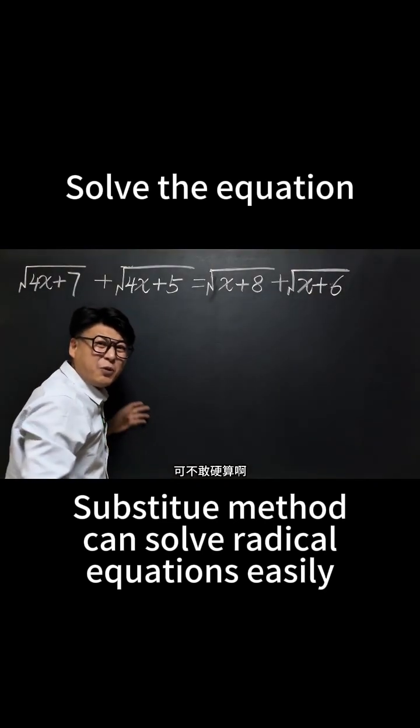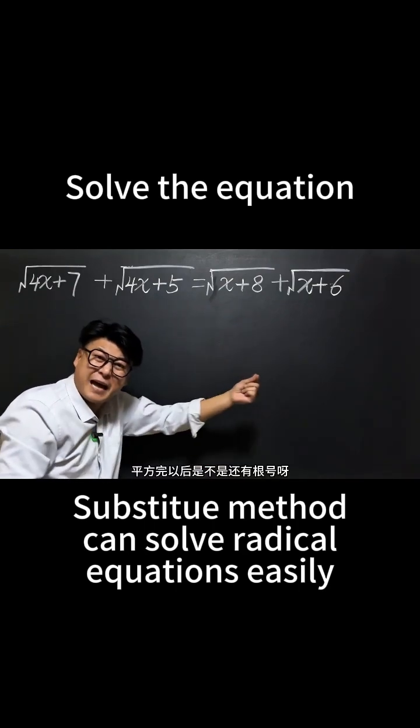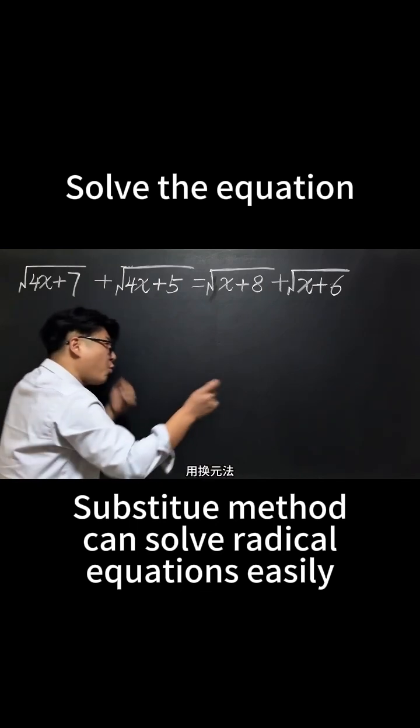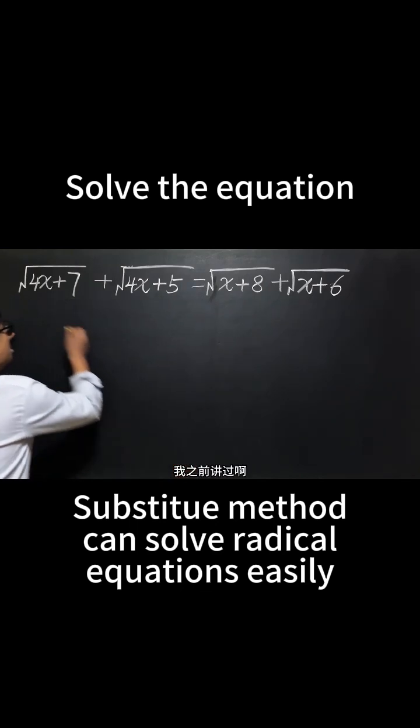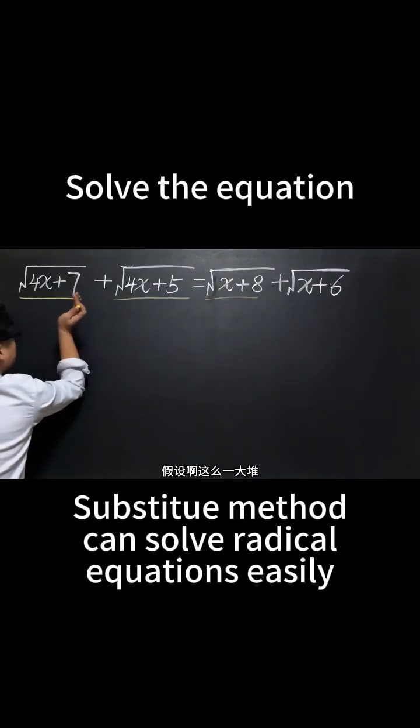Don't try to brute force it. If you do, after squaring both sides, you'll still have square roots left, right? You'll have to square again, and brute forcing it is really exhausting. I've talked about the substitution method before. The more complicated the expression, the more you need to use the substitution method and make assumptions.